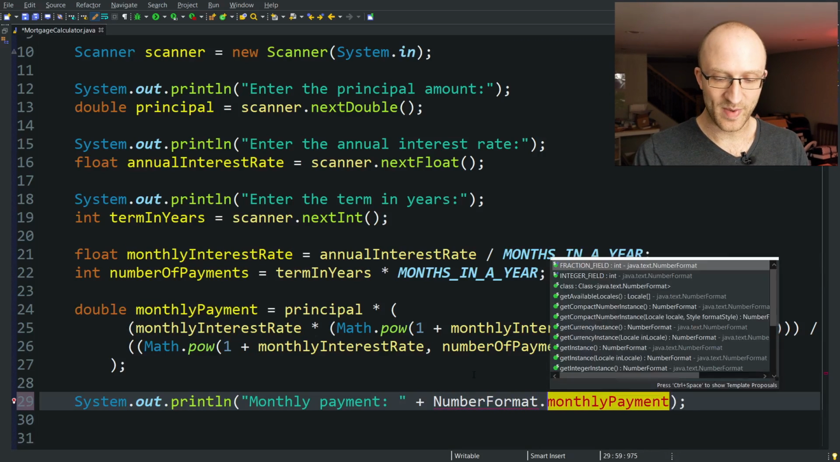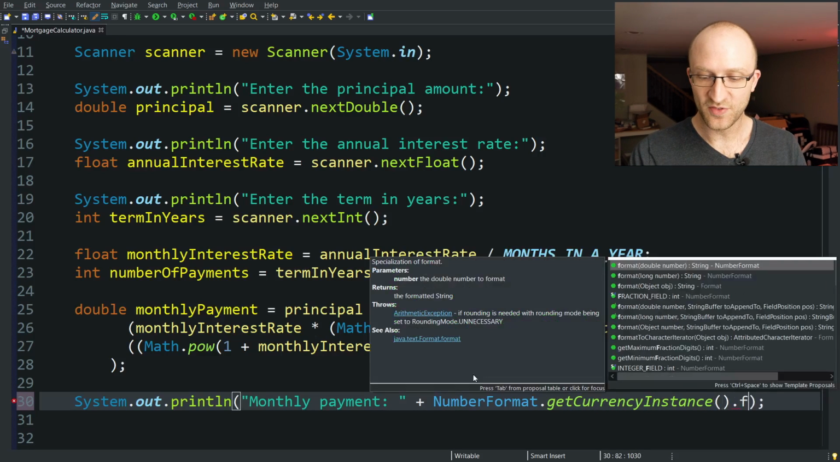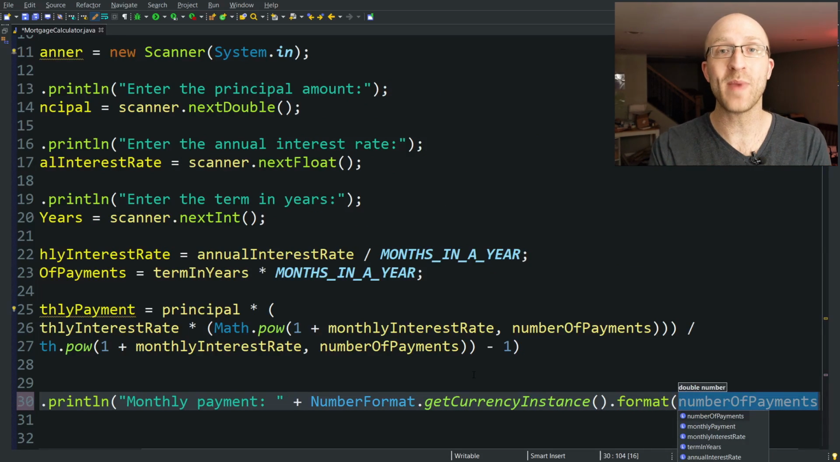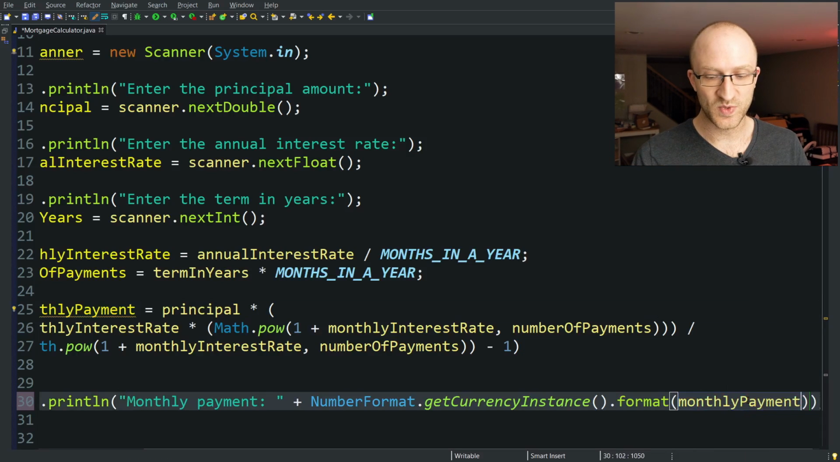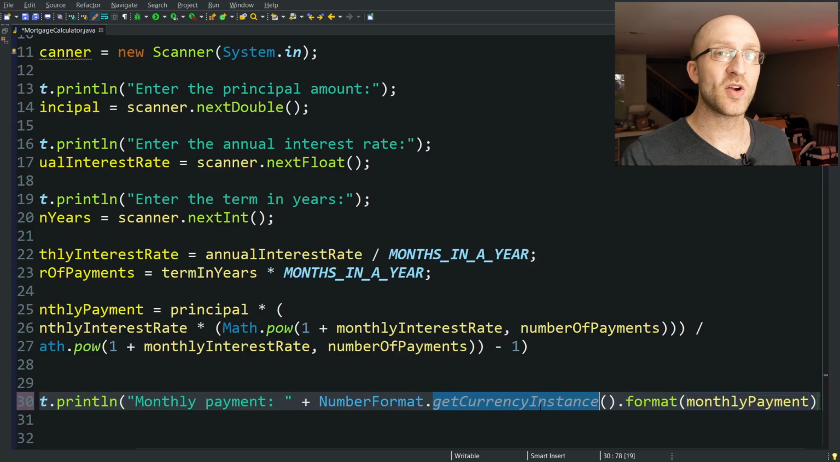So we can call NumberFormat.getCurrencyInstance(), open close parentheses, .format. And then we can pass into this format method the number that we want to format as a currency. And in our case, we just want to format the monthly payment. What this actually does is give you a currency formatter for the default locale of your Java instance. So because I'm in America, it'll just be an English USA formatting of the currency.